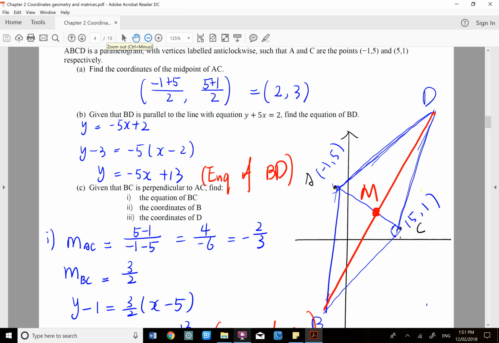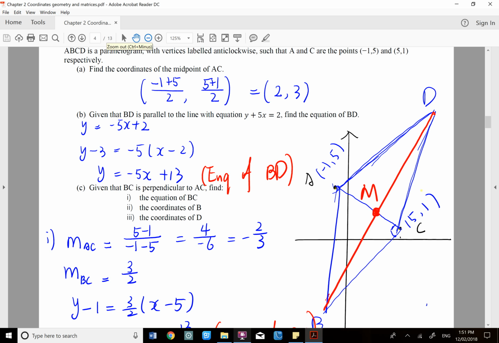Next question says, given that BD is parallel to y equals minus 5x plus 2. I have rearranged the equation to mx plus c form, and we have the gradient for BD already, so we know the gradient for BD is minus 5. But I also know that the midpoint M will be on BD.